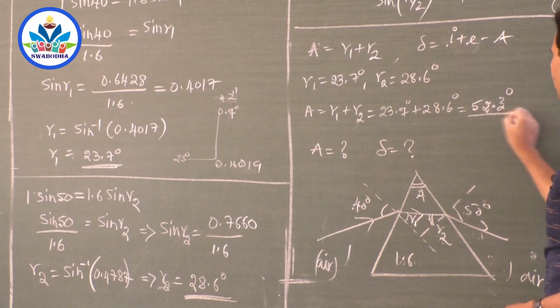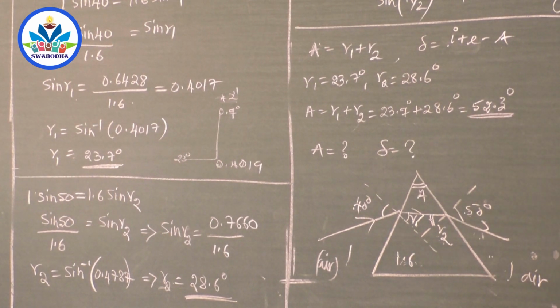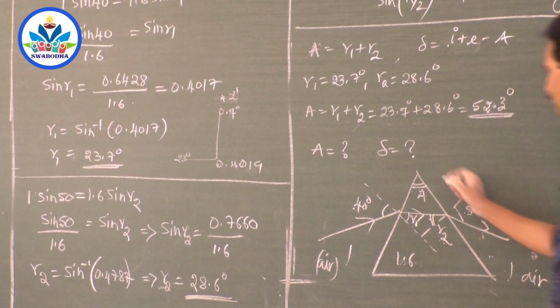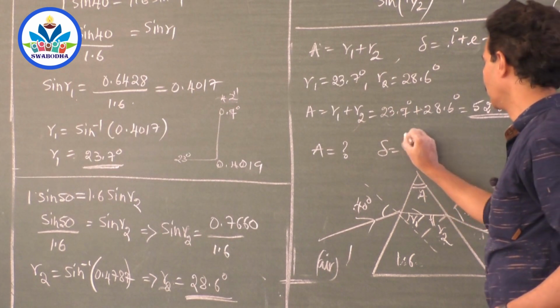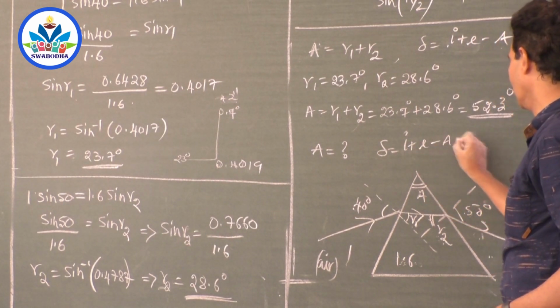This is the angle of the prism. Now, what is the angle of deviation? Delta is equal to I plus E minus A. What is this?